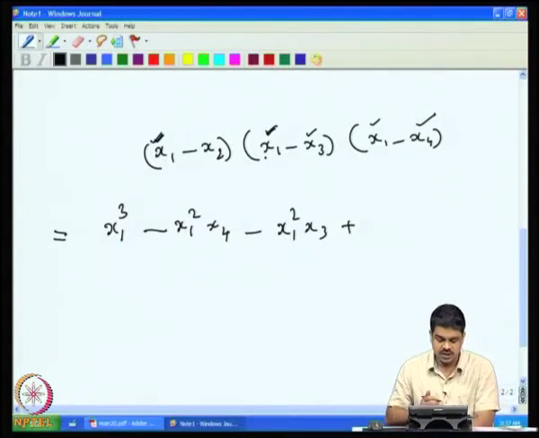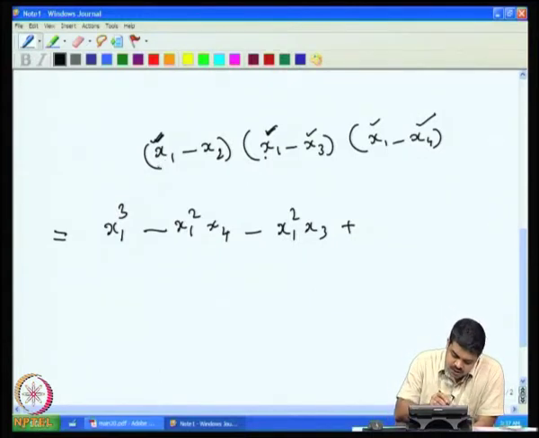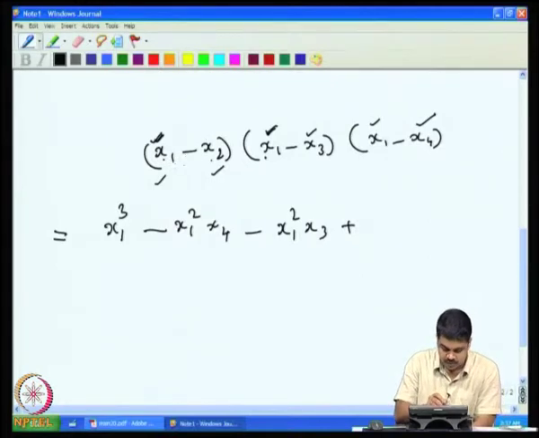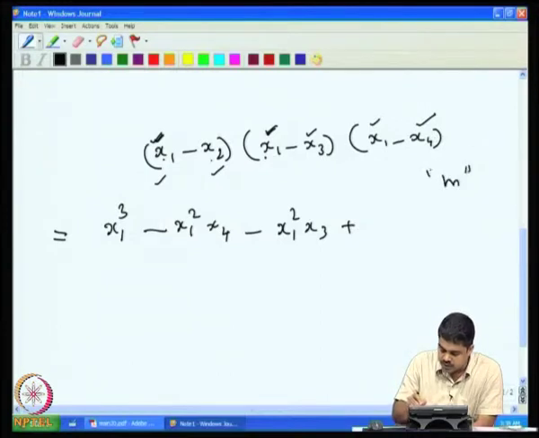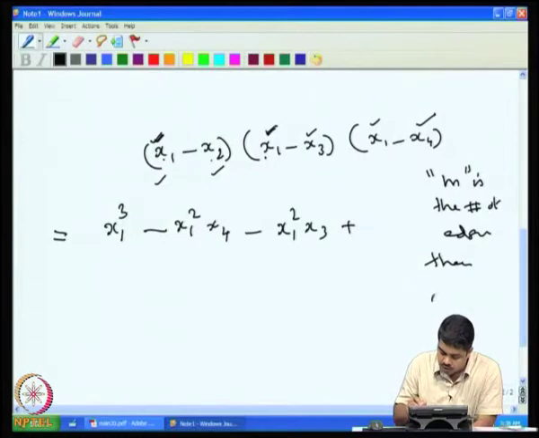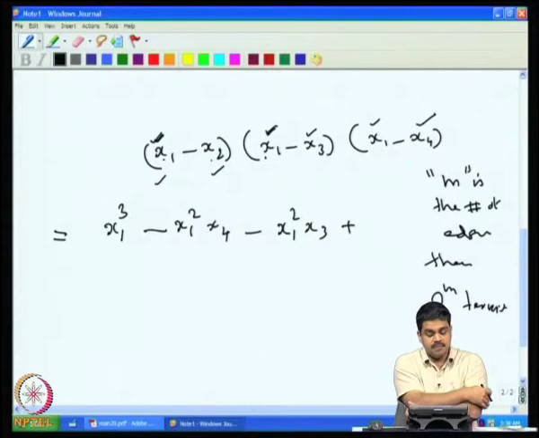How many terms can you generate? Because there are two possibilities of taking terms here. So, the picking up the multiplier from here. And also there are as many equations as the number of edges. So, m is the number of edges. If m is the number of edges, then we will have 2 to the power m terms. 2 to the power m terms will come.